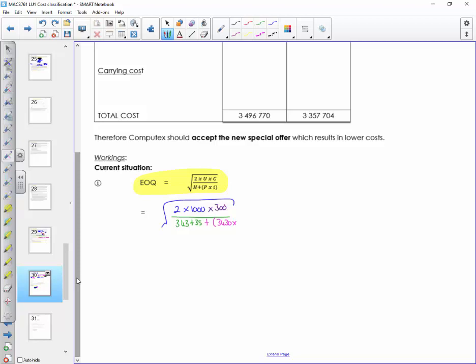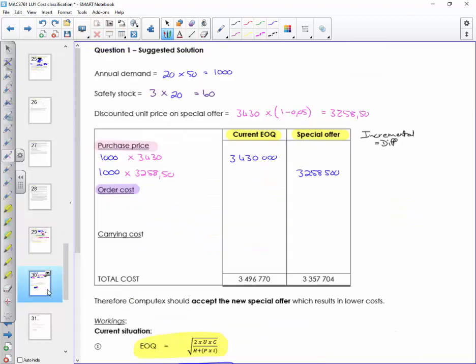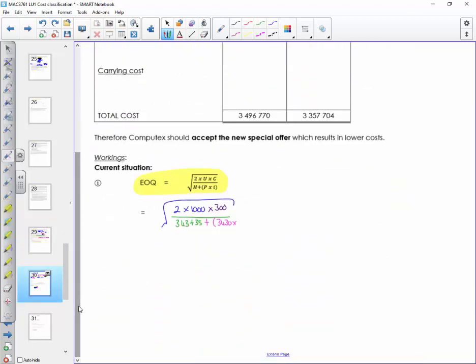and I'm going to have to look at the after-tax interest rate. And the after-tax interest rate is 7.81%. So times 0.0781, 3430 times 0.0781 plus 343 plus 35. That gives you the bottom of the line. We're going to do this in steps here.